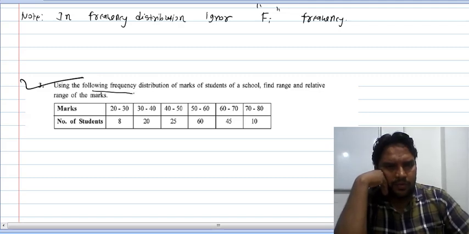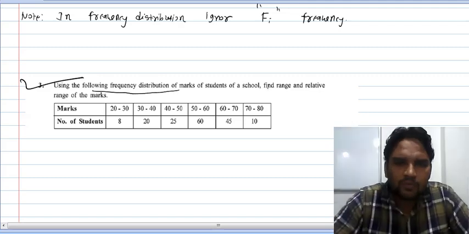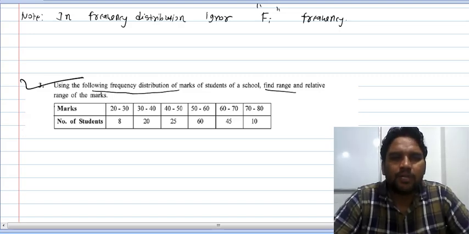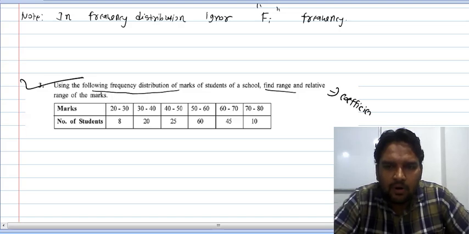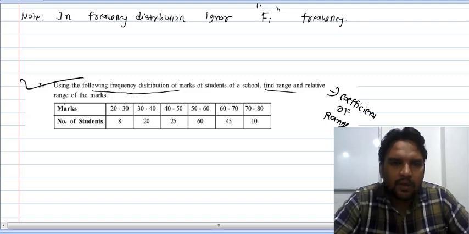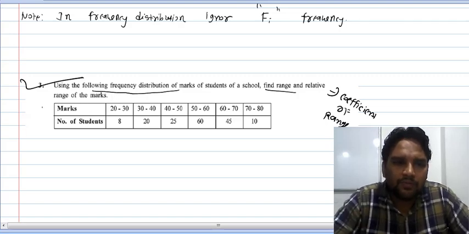Using the following frequency distribution of the marks of the students of a school, find the range and relative of the range. Relative of the range means what? Coefficient of range. Remember this, very very important. Coefficient of range. Again, this is also a frequency distribution.